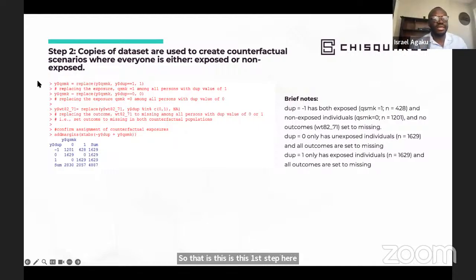And then the second step here is to replace everybody in the first duplicate as exposed.